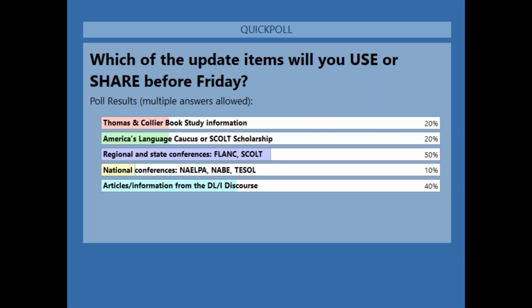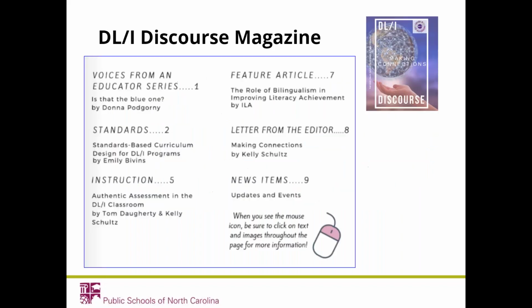We have another question. I see that DLI programs use authentic assessments. Are they like actual OPI and WPT? If so, are the results available? If not, would you consider providing this information in the future? That's a lot of questions. Let's parse that down. So if we could show the screen again, I'll go back to the actual table of contents for the DLI Discourse Magazine. There we go. All right, so you see the table of contents.